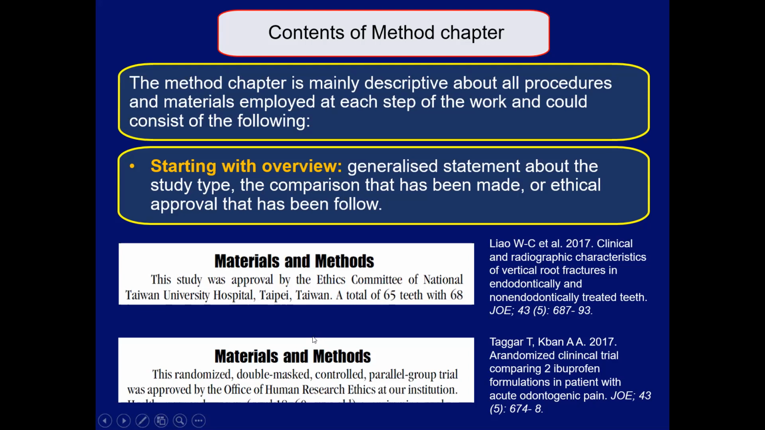Descriptions about the type of the study, for example, cross-sectional, controlled, longitudinal, randomized, for example, double-masked, parallel group trial. The details of each group sometimes can be listed and maintained within that part, as in the examples here in that box. For example, even the approval of the ethics committee. For example, this study was approved by the Office of Human Research Ethics, etc.